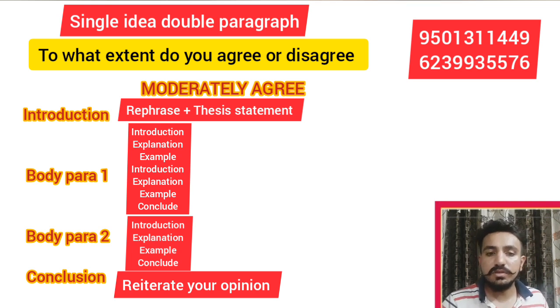And if slightly agree, then you just have to mention one idea in the first paragraph, that is the agree body paragraph, and two ideas in the disagree body paragraph. So that is the same thing, and this is what I just wanted to explain to you, and that's it.